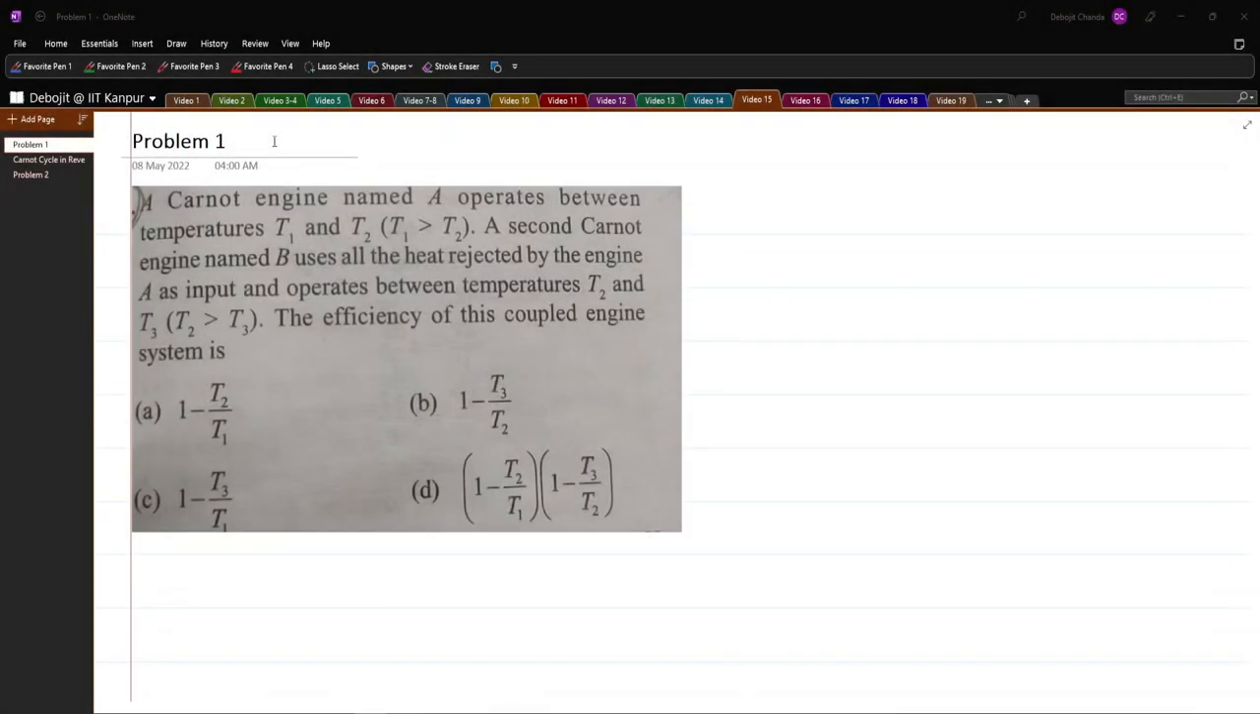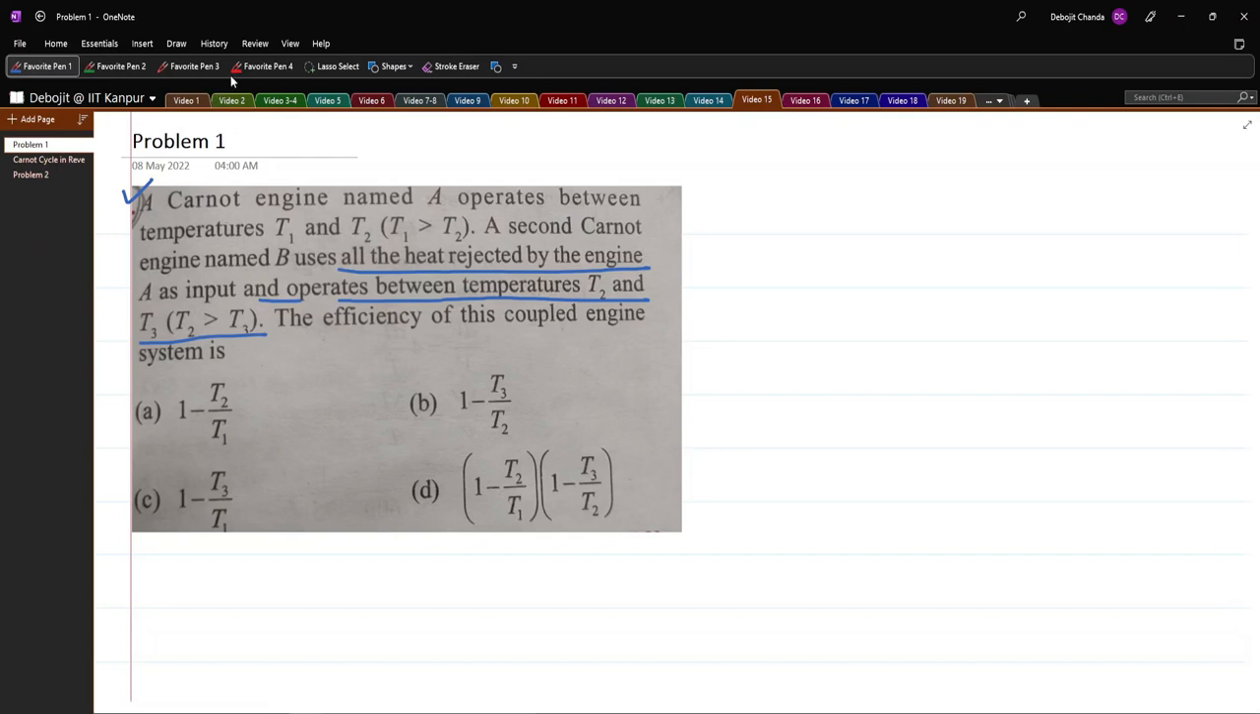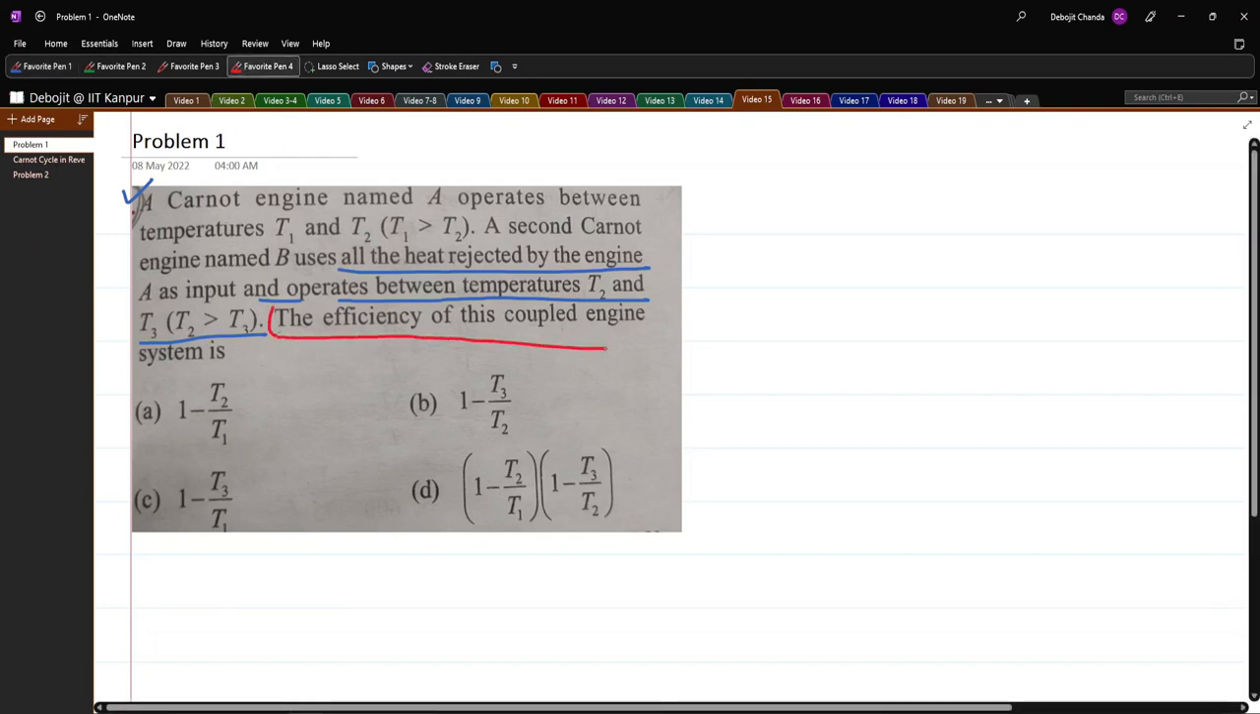So the first problem of today is here. The problem states that a Carnot engine named A operates between temperatures T1 and T2, where T1 is greater than T2, and a second Carnot engine named B uses all the heat rejected by the engine A as input and operates between the temperatures T2 and T3, where again T2 is greater than T3. So we have to find out what is the efficiency of the coupled system. This appeared in IISc 2007.